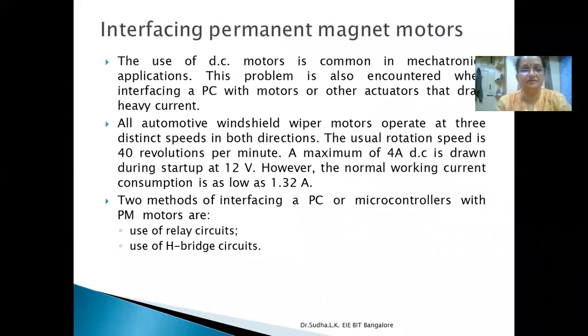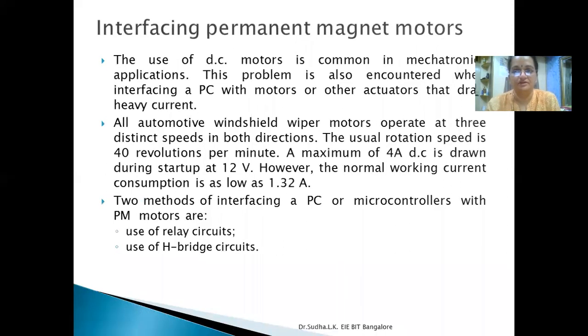The permanent magnet motors, especially DC motors, we are going to adopt for the designing of mechatronic systems. This DC motor will draw a minimum of 1.32 amps to a maximum of 4 amps, for a starting voltage of 12 volts. Now, how are we going to activate the DC motors? With the help of two methods. One is the use of relay circuits, the other is the use of H-bridge circuits.